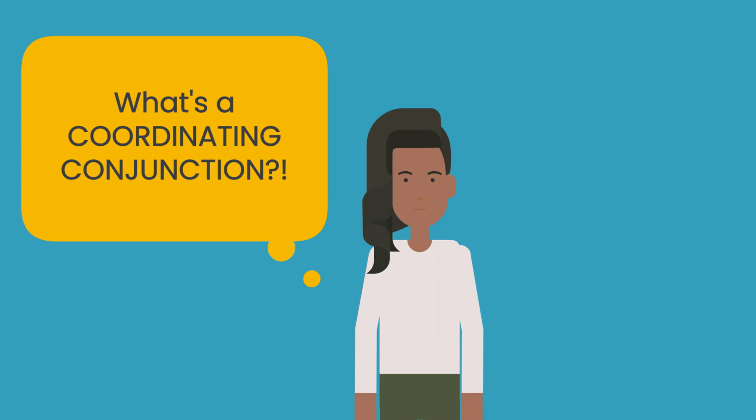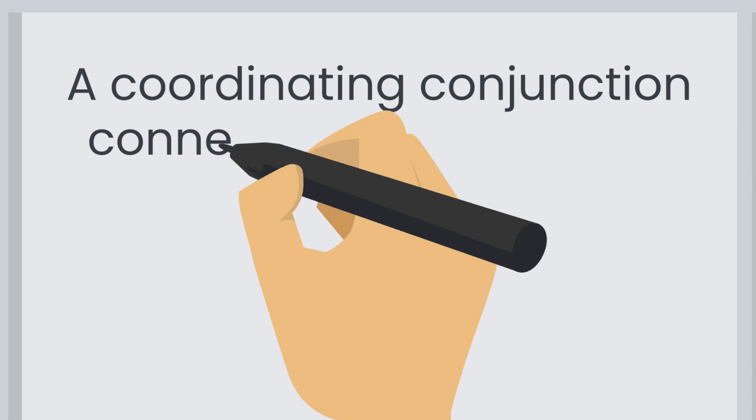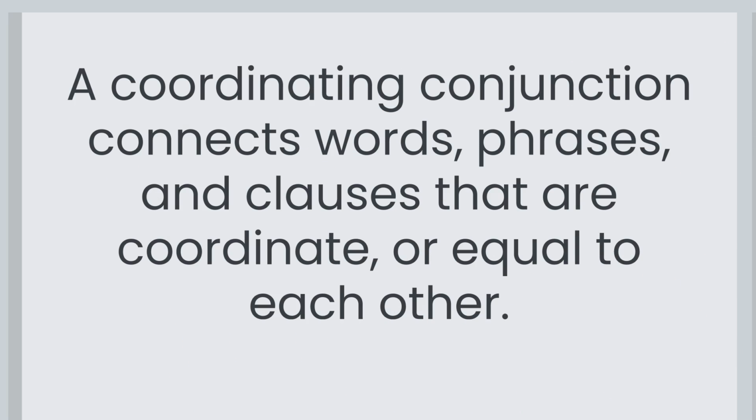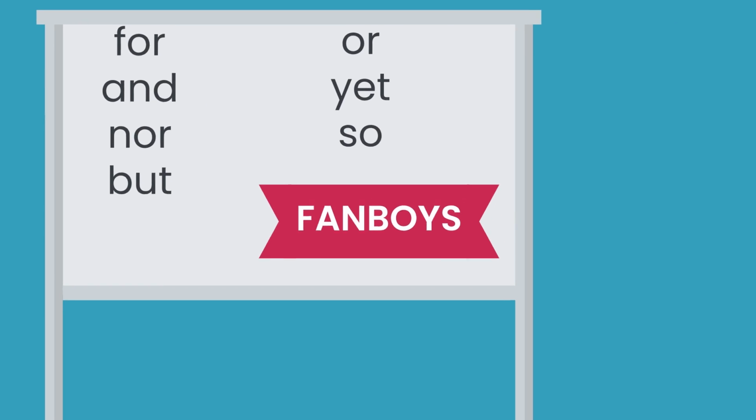You need a refresher on coordinating conjunctions? No problem. A coordinating conjunction connects words, phrases, and clauses that are coordinate or equal to each other. There are 7 coordinating conjunctions: for, and, nor, but, or, yet, so. An easy way to remember them is by using the acronym FANBOYS.